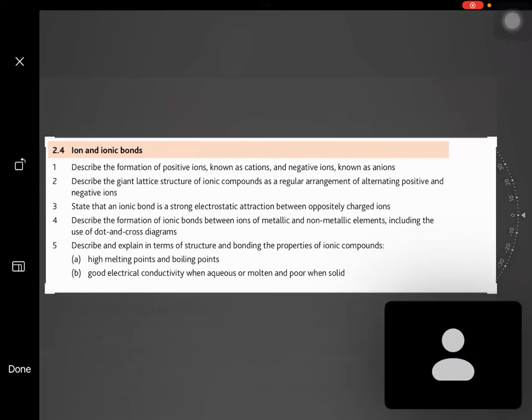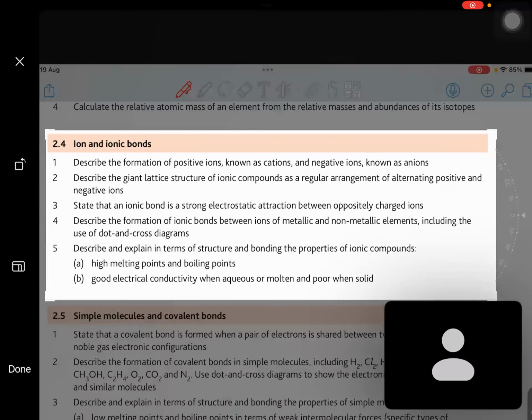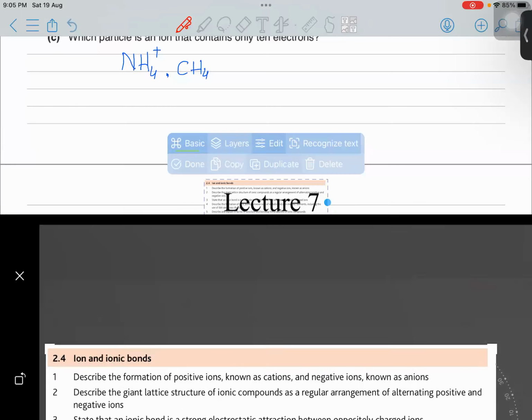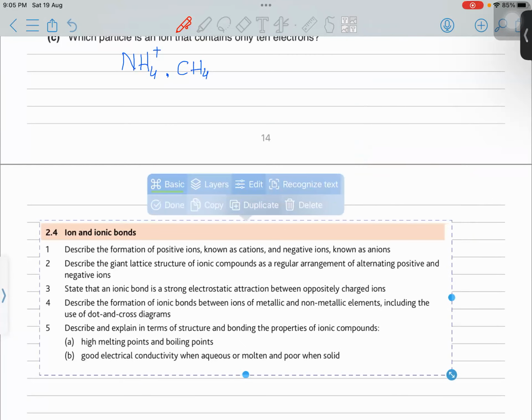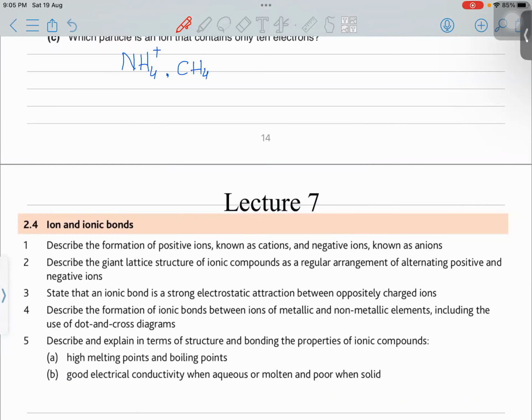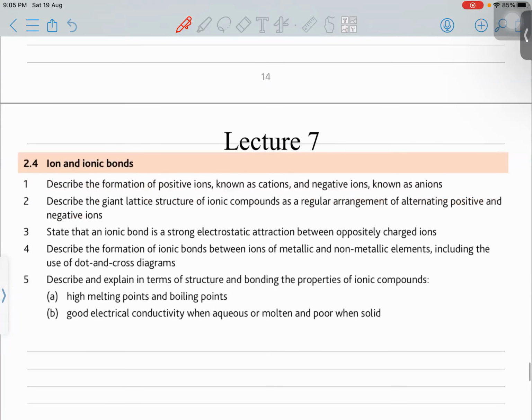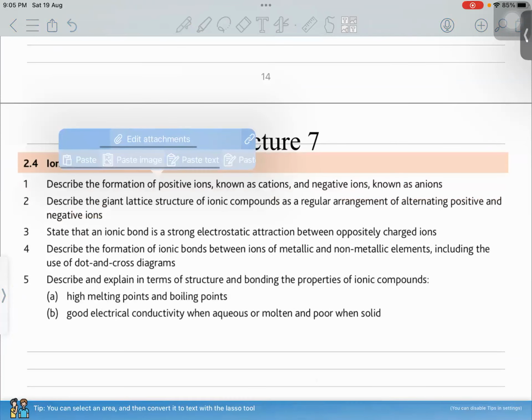Ion and ionic bonding. Now describe the formation of positive ion known as cation and negative ion known as anion. Okay. Can anyone tell me the definition of the ion?